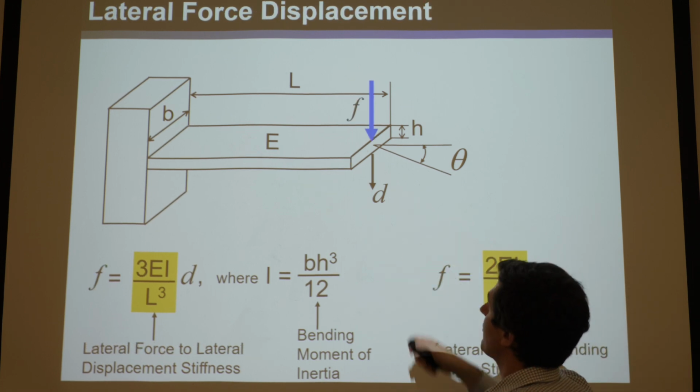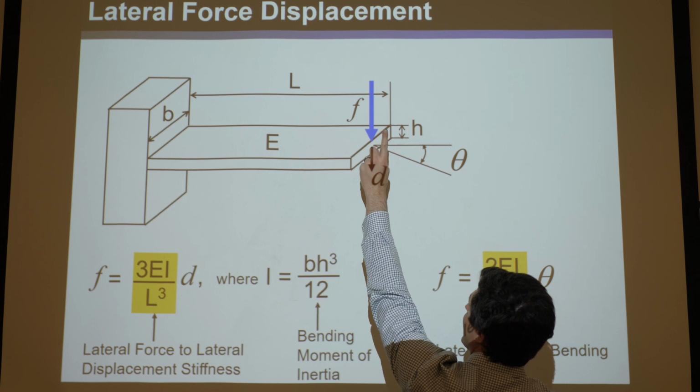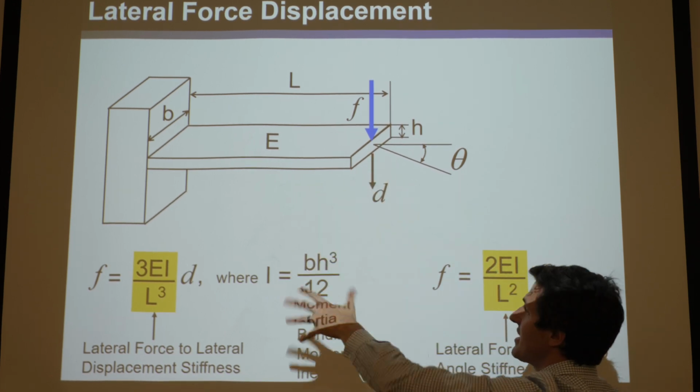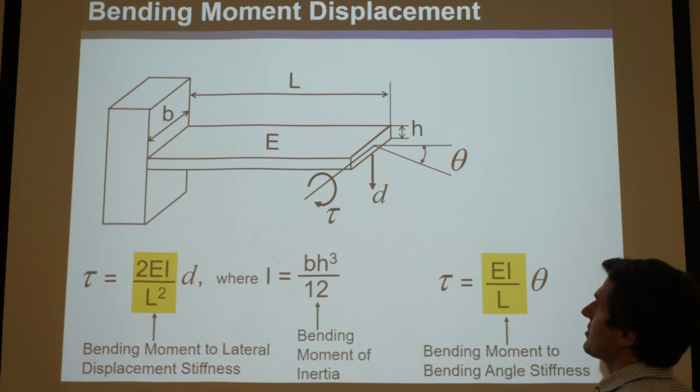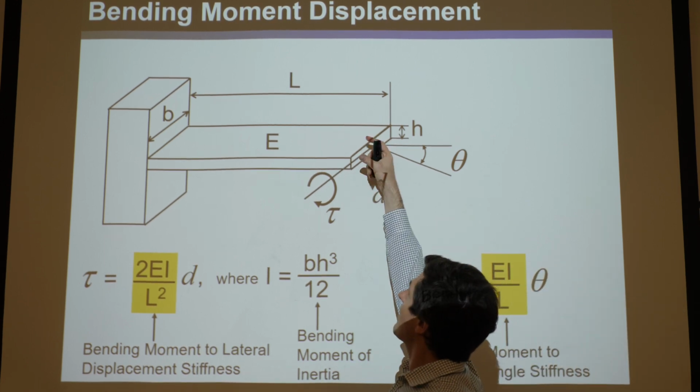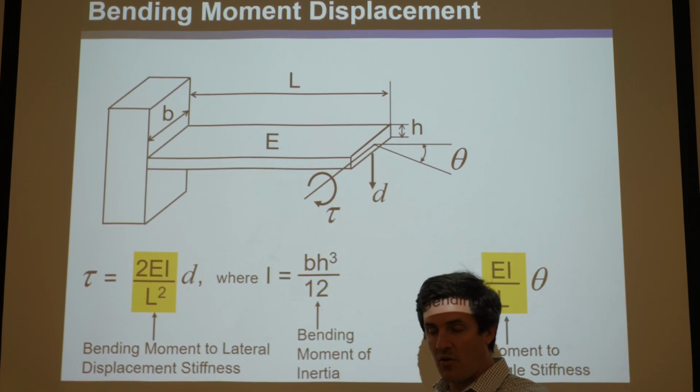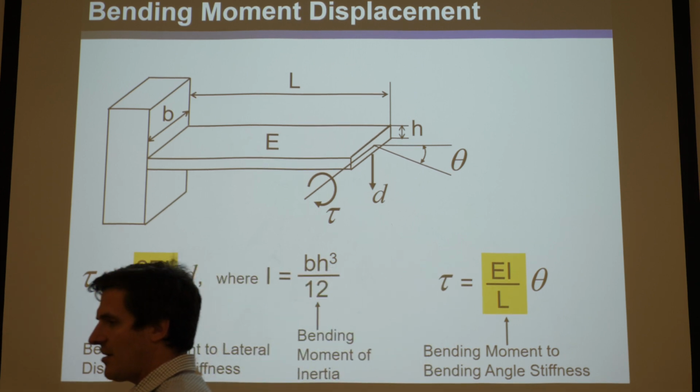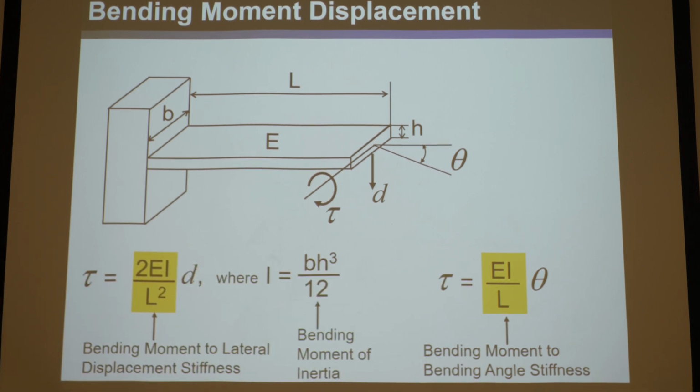If I were to put the force going this way, and I looked at the bending angle and the displacement in the other direction, it's basically the same. And same thing with the torque. Say I put a torque there, they'd be essentially the same equations, except you'd have to be careful how you used B and H. You'd have to swap them appropriately. Okay?